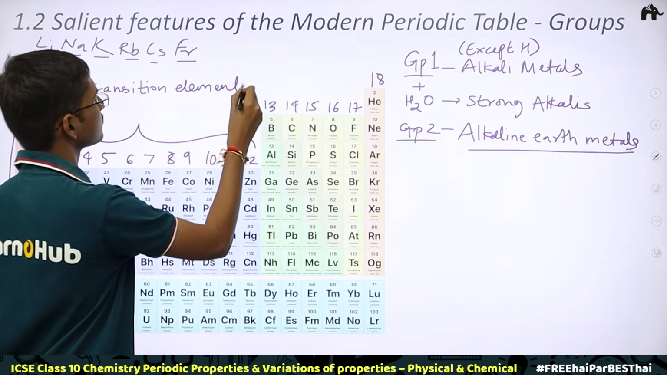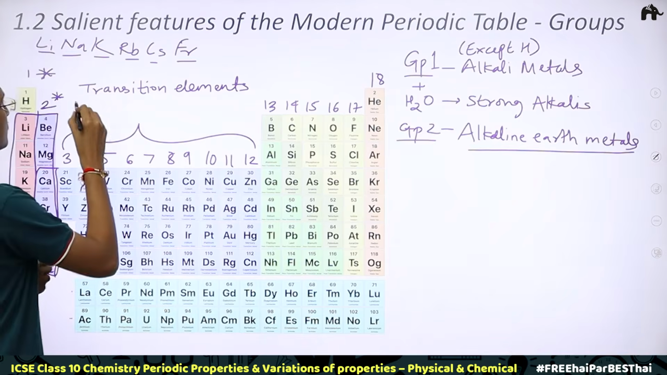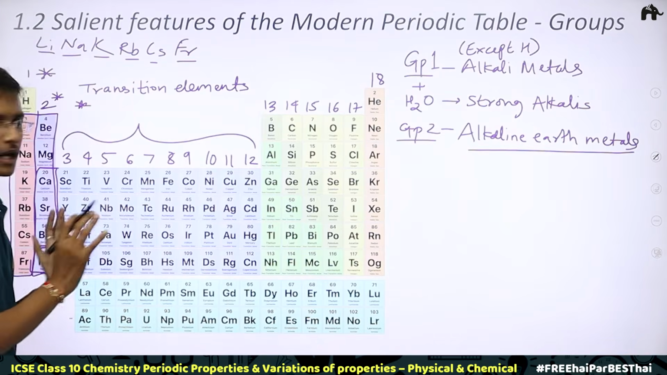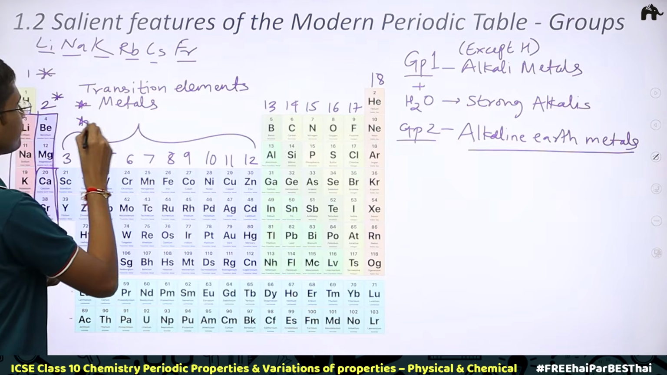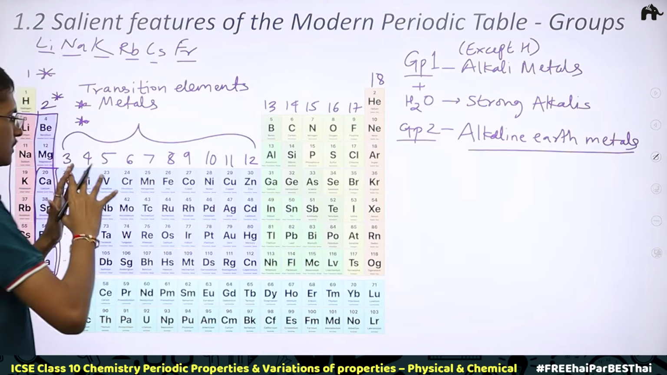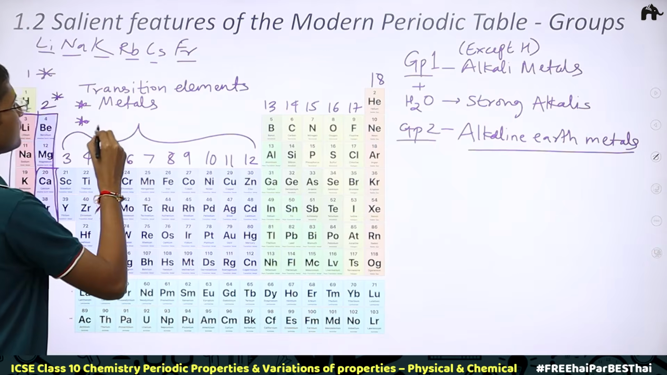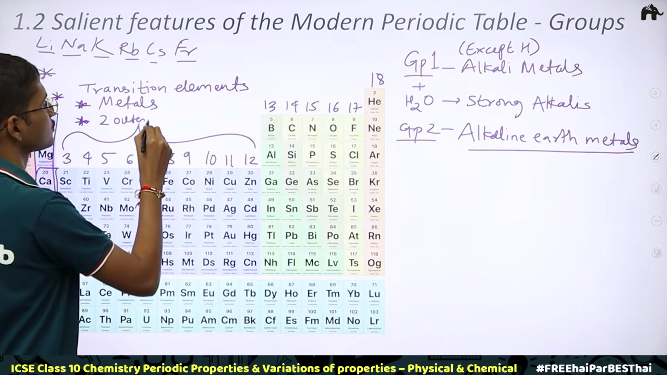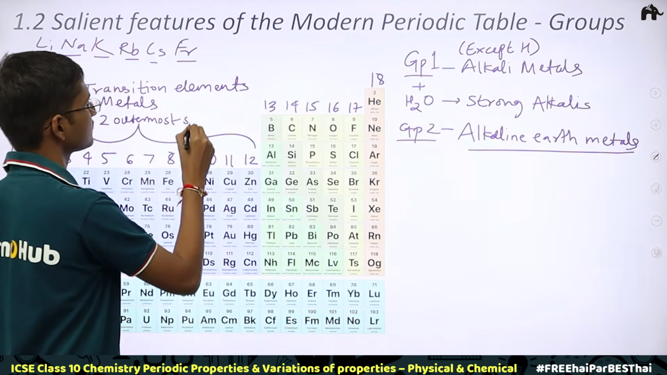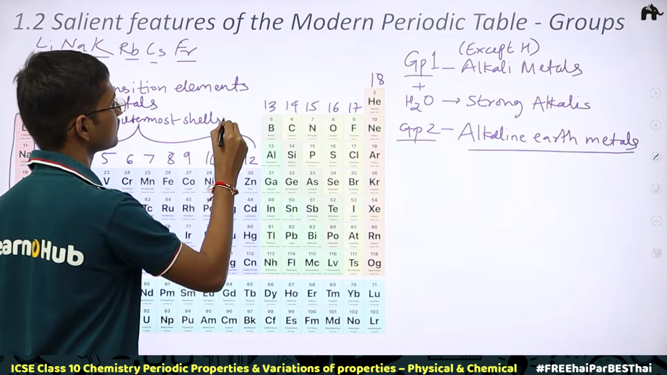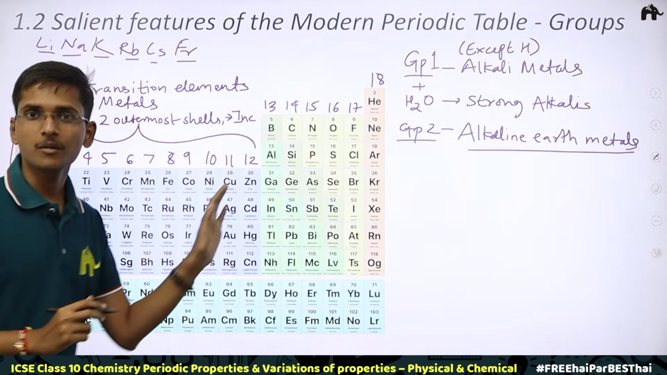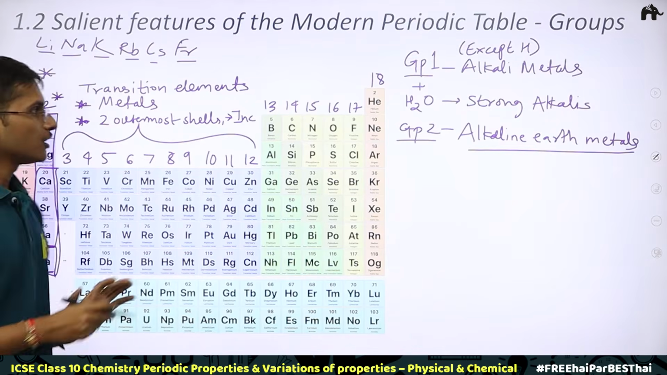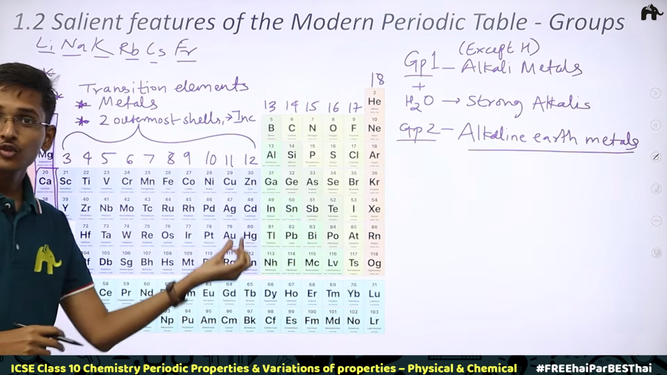Now what is special about them? These elements are all metals. First thing. And second thing is, these elements have their two outermost shells incomplete. I just write here INC, incomplete. Okay, you just complete it. Now we have reached till group 12, right?